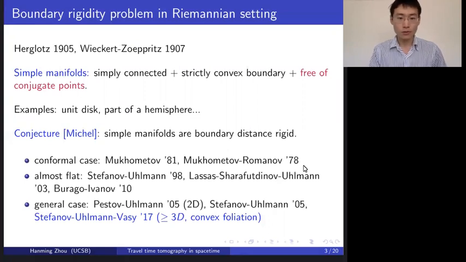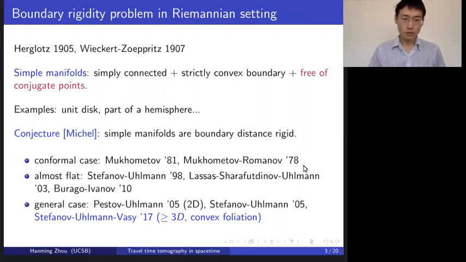For the general case, this problem has been solved in 2D by Pestov and Uhlmann. In higher dimensions, for the simple case, the most general result so far is by Stefanov and Uhlmann, who showed that this is true for generic simple metrics. In other directions, in 3D and higher, if you assume that the manifold satisfies a convex foliation condition, there is a recent work by Stefanov, Uhlmann, and Vasy, who show that for all such metrics satisfying the convex foliation condition, the problem is also solvable.